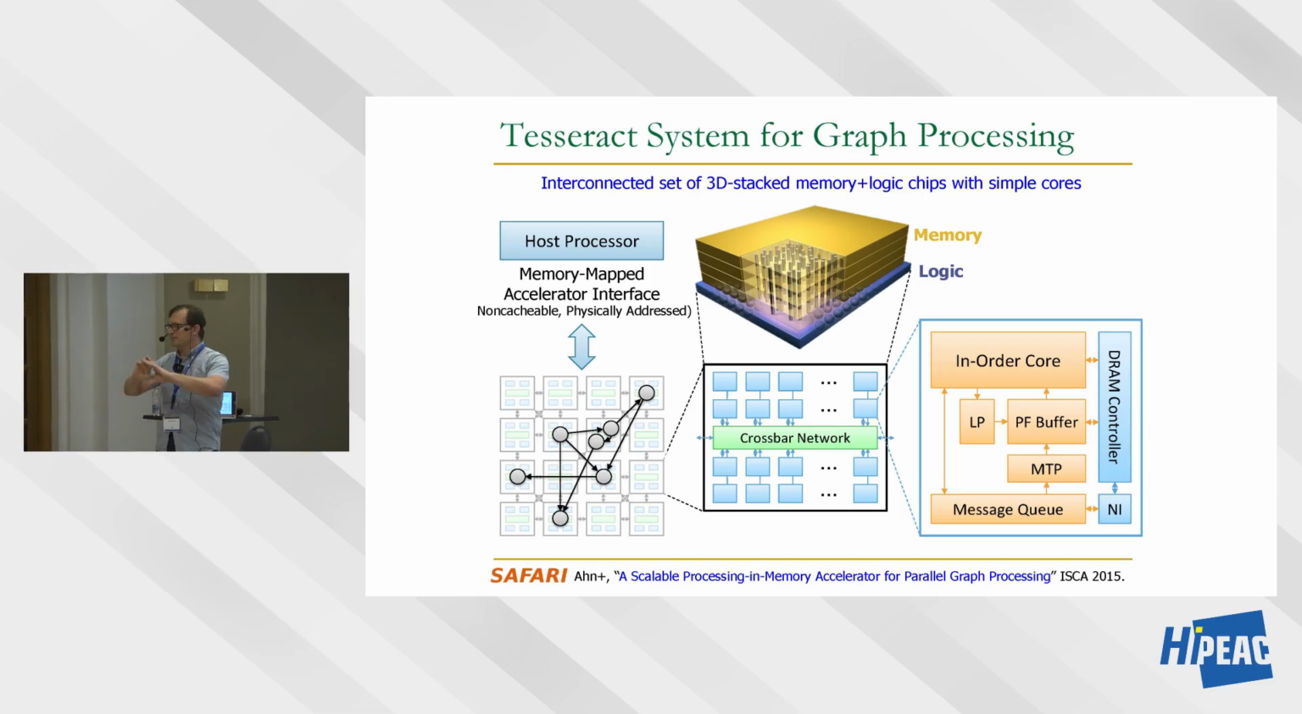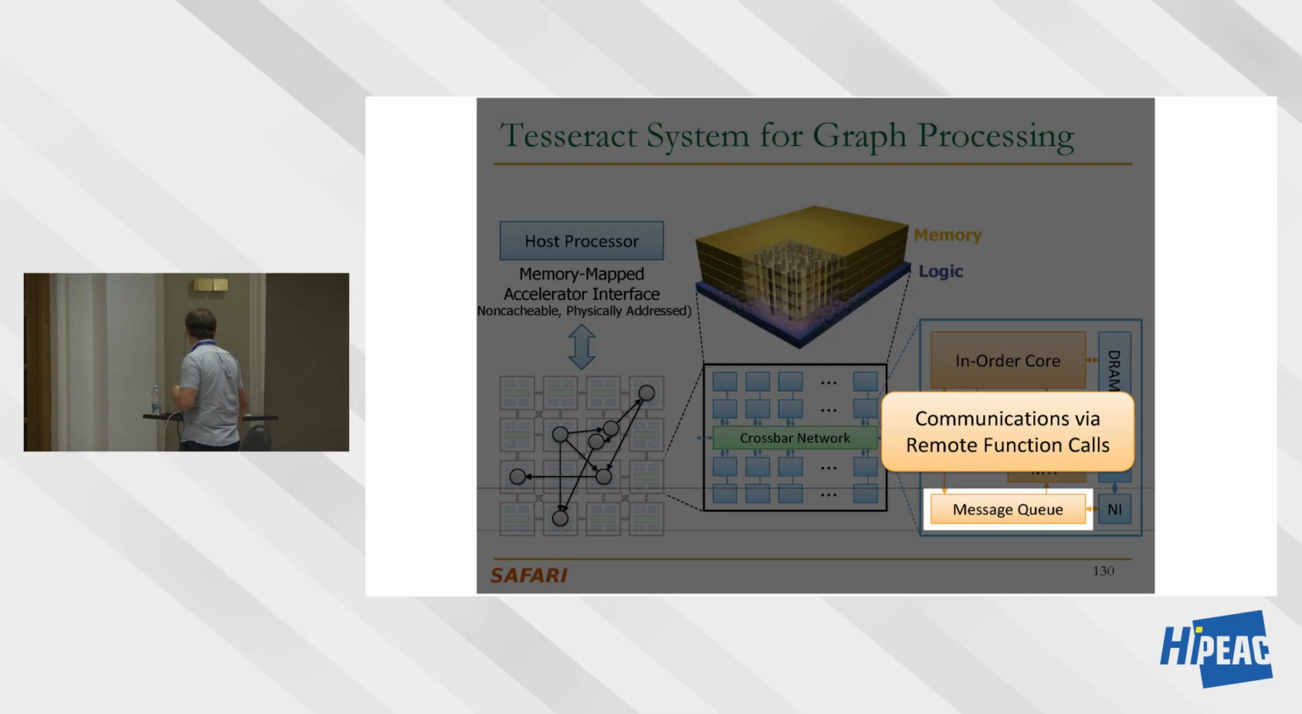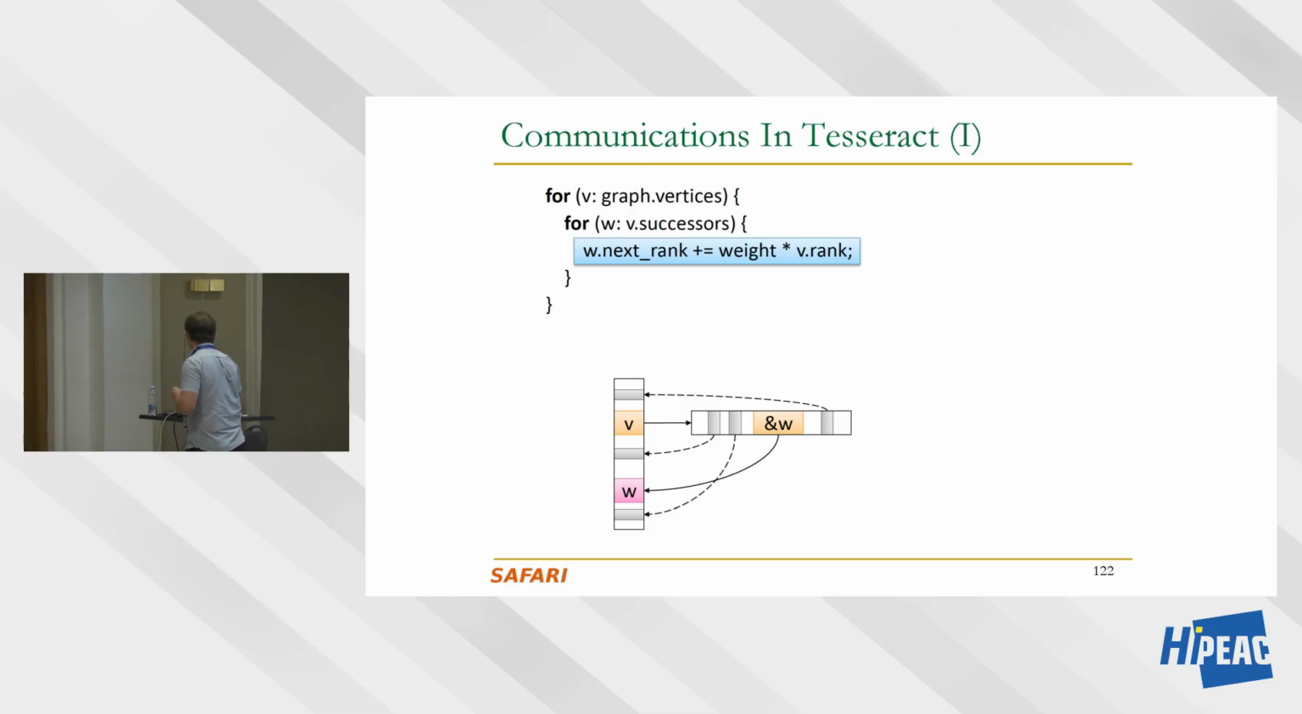There could be a better way of balancing those. Sometimes you may want to move the data around, but we don't do that. We're actually quite rigid about moving functions to update the data. I'm going to show you an example of that very soon. So basically we do communications via remote function calls across these processors. So there's a message queue, for example. It's a messaging system. So let's take a look at an example.